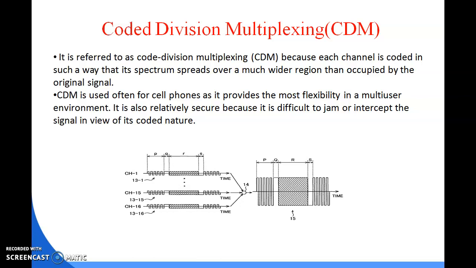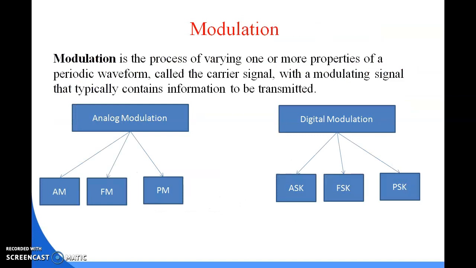So today we are going to discuss another topic known as modulation, right? Modulation is the process of varying one or more properties of a periodic waveform, called the carrier signal, with a modulating signal that typically contains information to be transmitted. Here the question is, why is the modulation process required?